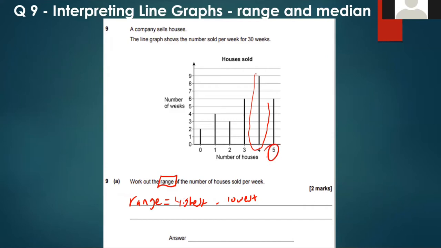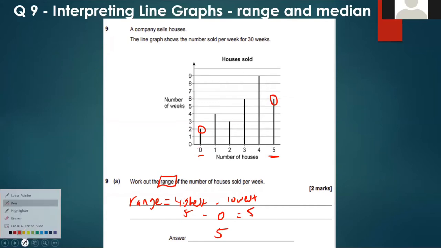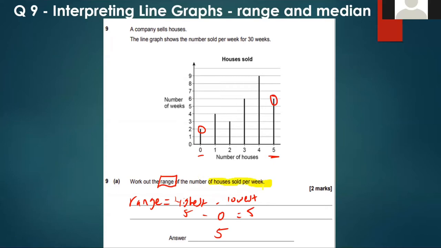The highest number is 5. It's not about how big the number of houses per week is. It's about the highest number take away the smallest number. So it's actually 5 take away 0, which is equal to 5. So my range for that particular question is 5, okay? So just make sure that you don't go and do 6 take away 2 using those numbers. It's actually the number of houses sold per week. This is a question a lot of people get wrong because they overthink it. Work out the range of the number of houses sold per week. Well, the number of houses sold per week is this bar here.